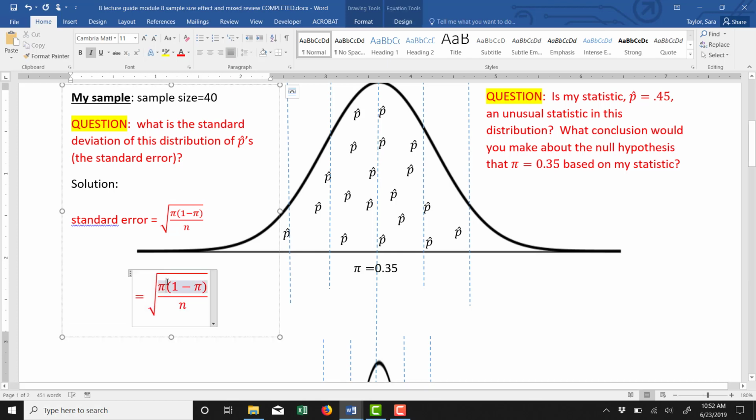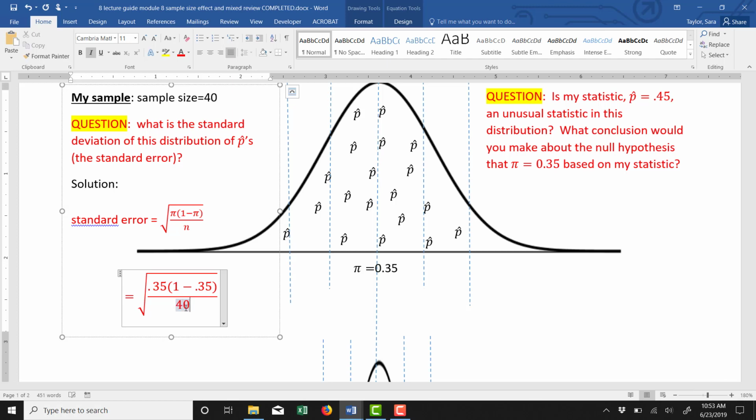In this case, pi is 0.35. We're hypothesizing in the null hypothesis that the true population parameter is 35%. So I'm replacing pi with 0.35. And we're talking about my sample, which had a sample size of 40. I'm going to pop that in my calculator.